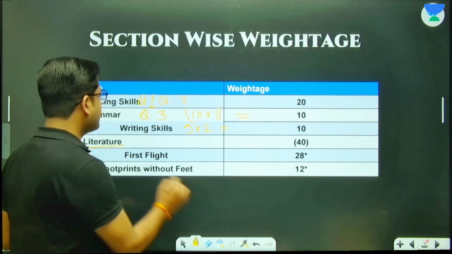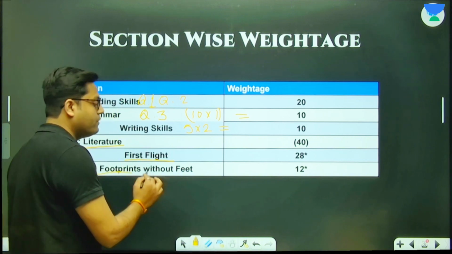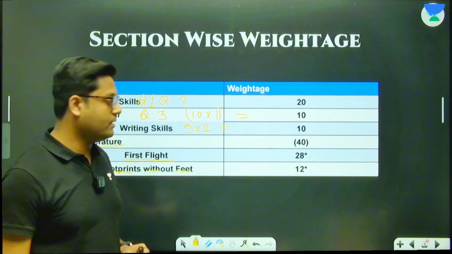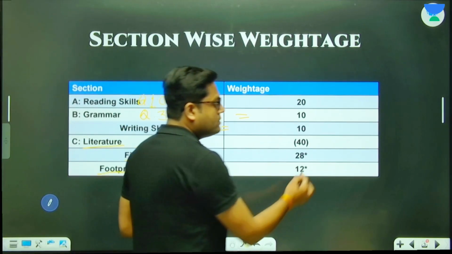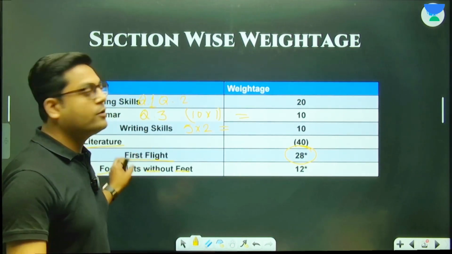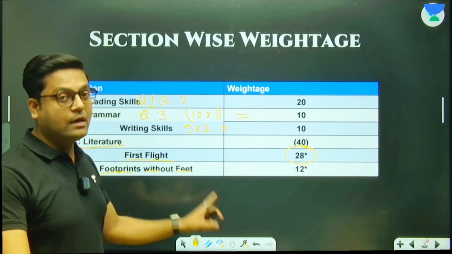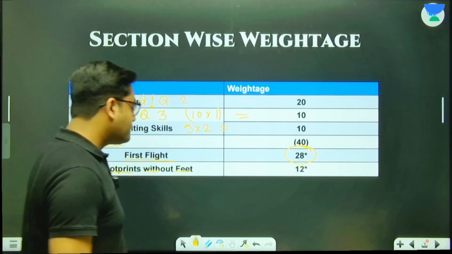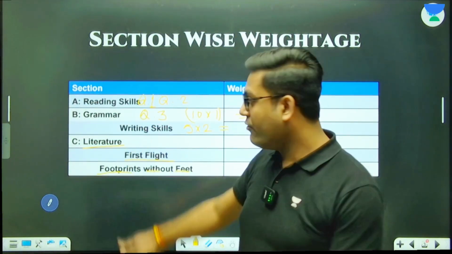One is your main textbook, which is called First Flight, and the other one is Footprints Without Feet, your supplementary reader. It has been observed in the past PYQs that 28 marks are designated for your First Flight and 12 marks for Footprints Without Feet. So now, let us see how we can improve these particular sections one by one.